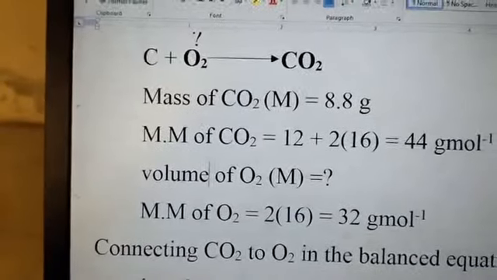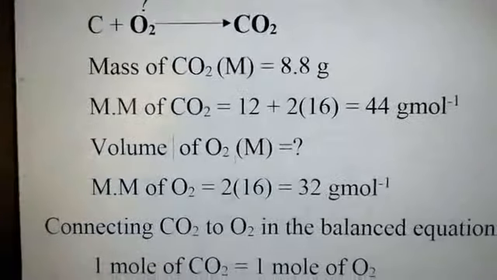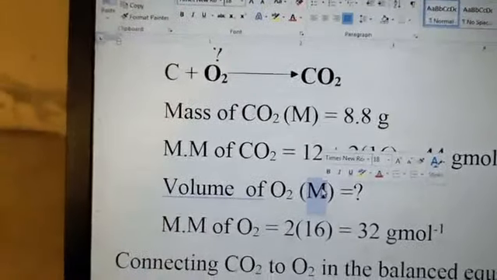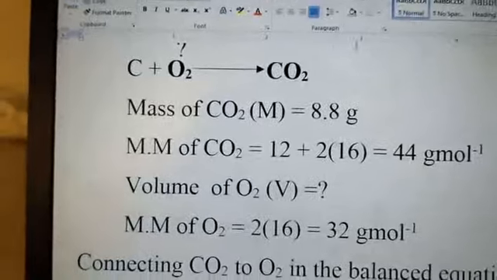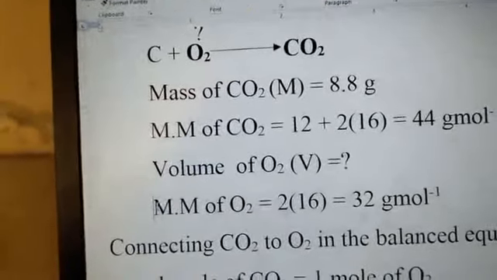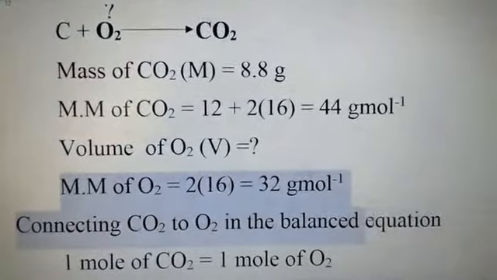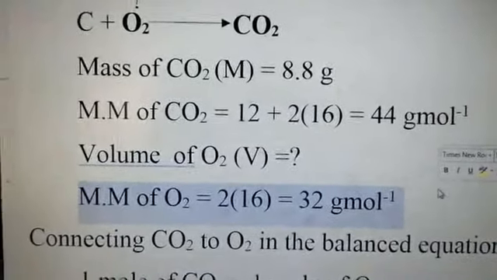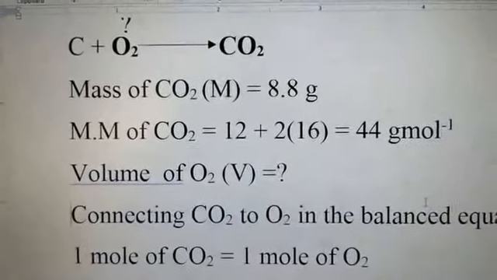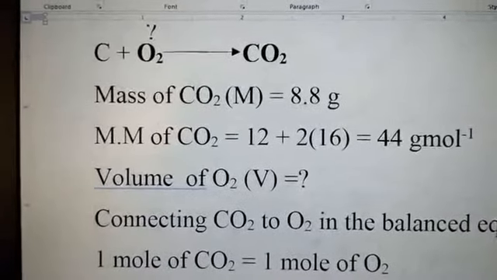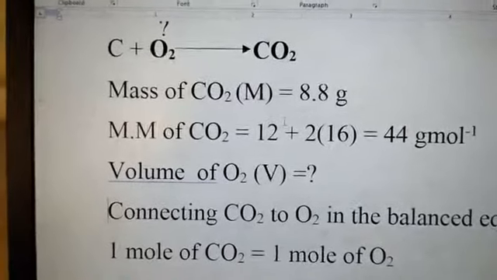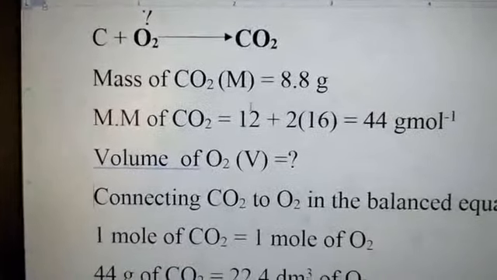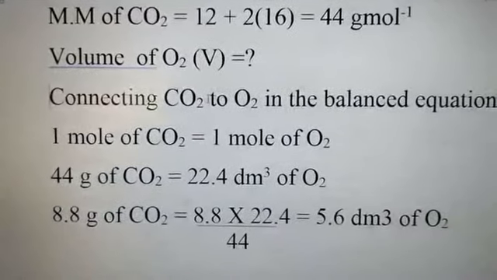So it's corrected. Volume of oxygen gas, not mass. So that's the unknown. And there's no need to find the molar mass of oxygen because we are not looking for the mass of oxygen. So the molar mass of oxygen is not relevant. We are not converting to mass. So we'll remove it. So we're looking for the volume of oxygen gas. So we'll connect CO2 to oxygen. For the balanced equation, 1 mole of CO2 gave us 1 mole of oxygen.